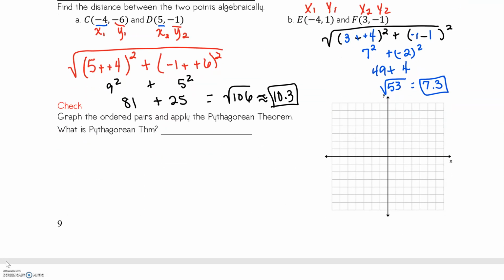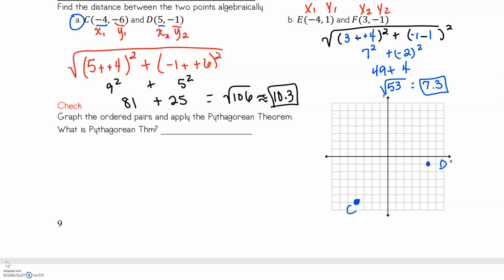All right, so now if we were to look at this in a coordinate plane, let's just go ahead and do our points from A up here. We're going to do these points. I'm going to plot them. And so that would be -4, so -1, 2, 3, 4, and then -6, so down 1, 2, 3, 4, 5, 6. That would be this point right there for C. And then I'm going to plot D at 5, -1. So go over 1, 2, 3, 4, 5, +5, and down 1.